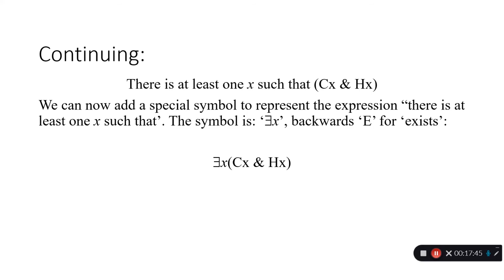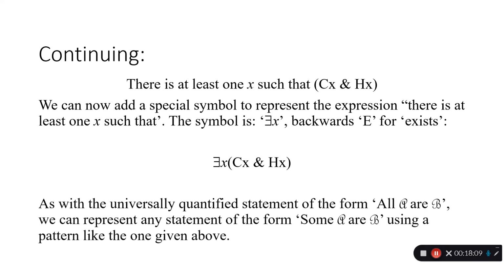The placement of the parentheses is really important here, and I'll come to that, not in this lecture, but in another one. Basically, it's similar to the negation. If you took off the parentheses, the existential quantifier would just attach itself to the CX, and the HX would have a blank X there next to it, and I'll explain that more later. So with any universally quantified statement of the form all A are B, we can represent any statement of the form some A are B by using a pattern like the one given here.